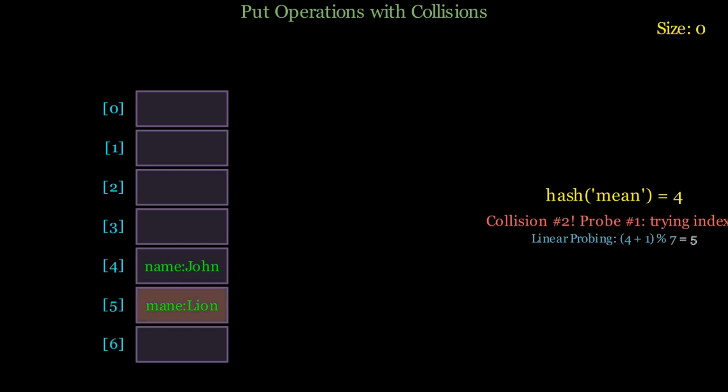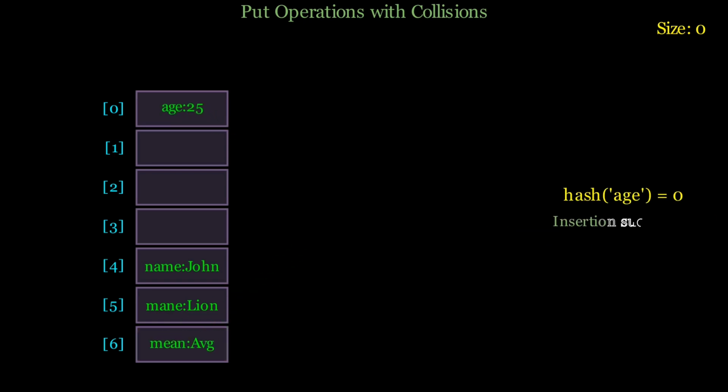For mean, another anagram, we get another collision at the same index, and our linear probing algorithm moves forward again, and this time requiring 2 probes to find the next index at 6. The key age hashes to index 0, giving us a welcome break from the collisions.